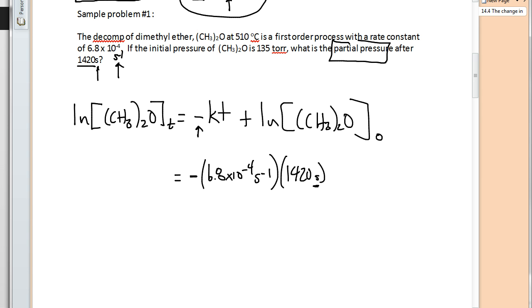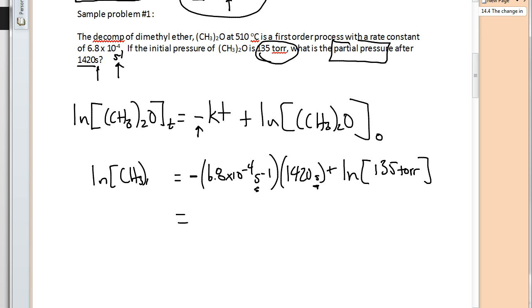Notice that we have a seconds unit there and a seconds unit there, so we don't have to do any conversions. If we had minutes and seconds, again, like I said before, we'd have a conversion. We're going to add this to the natural log of the initial concentration. Now, in this case, the initial concentration is going to be 135 torr. And this is all equal to the natural log of our dimethyl ether, so that's important.